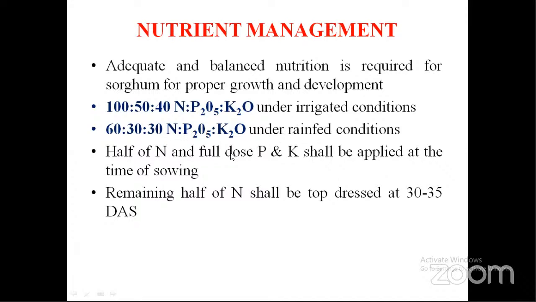Half the dose of nitrogen and the full dose of phosphorus and potassium shall be applied at the time of sowing as a basal dose, and the remaining half of N shall be top dressed at 30 to 35 days after sowing.